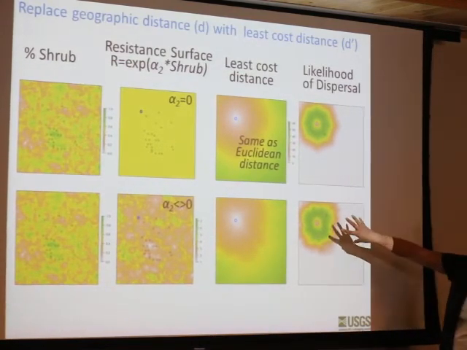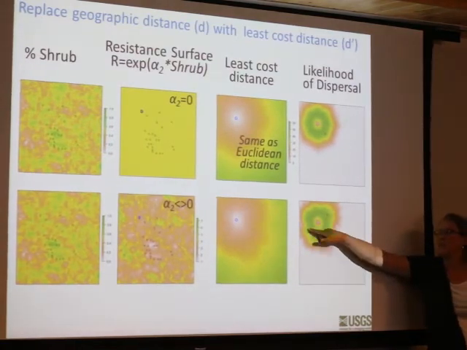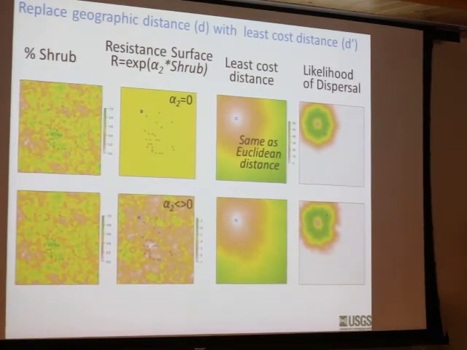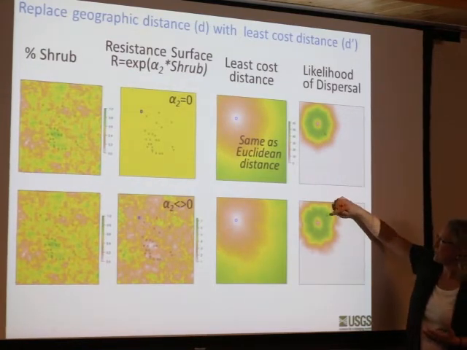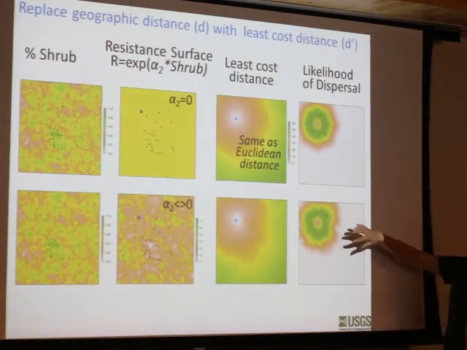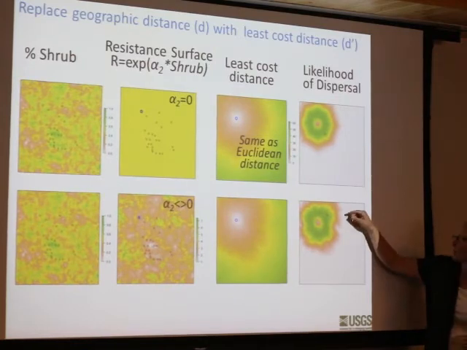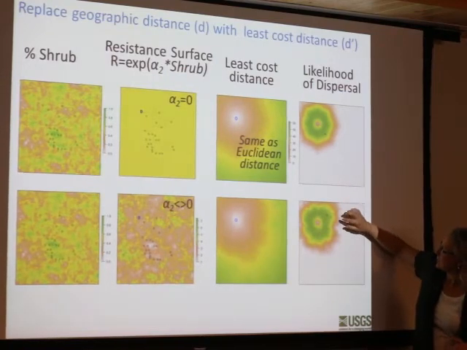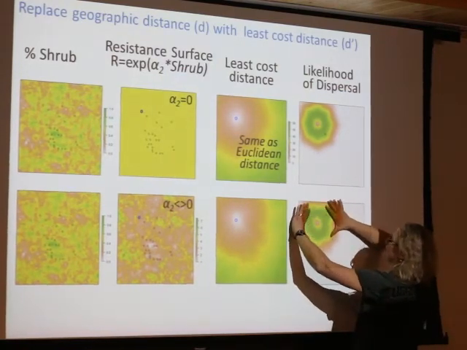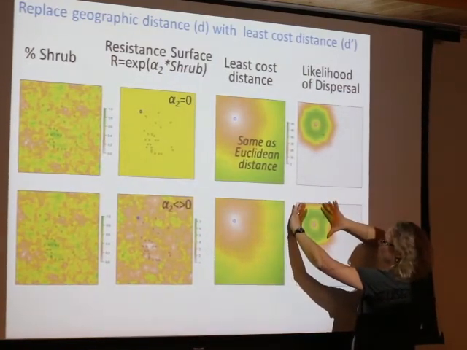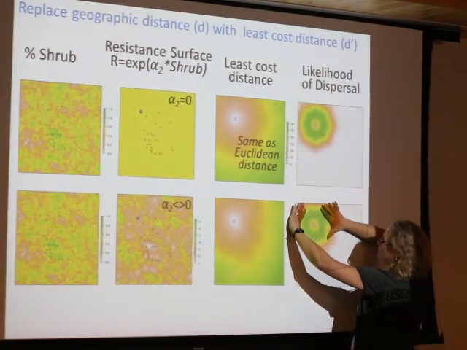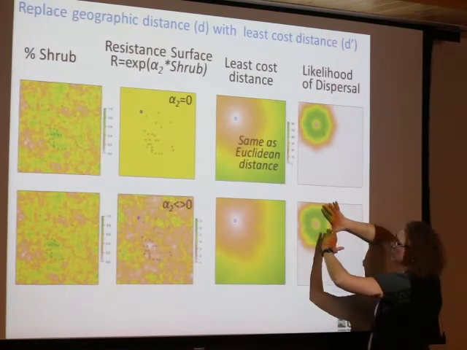So then when you put the likelihood over the top of that, it changes the shape of that. So you're more likely to move to these places that are closer to the center than far away. So at the same distance, if you were conditional on moving a certain distance, you'd be more likely to move to here than to here.